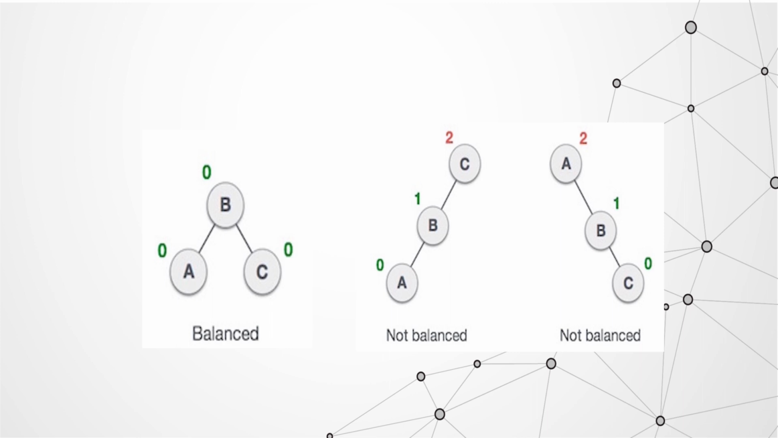Same for C. C is a leaf node, it means no left child and no right child. The height of the left child is 0 and the height of the right child is again 0. So 0 minus 0, and the balancing factor of C is 0.